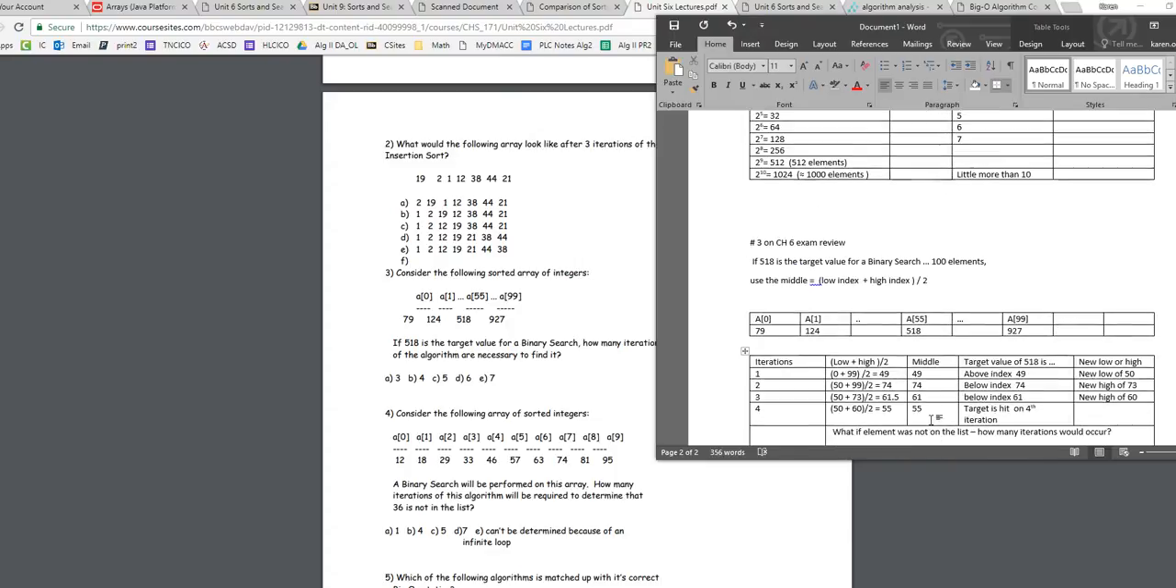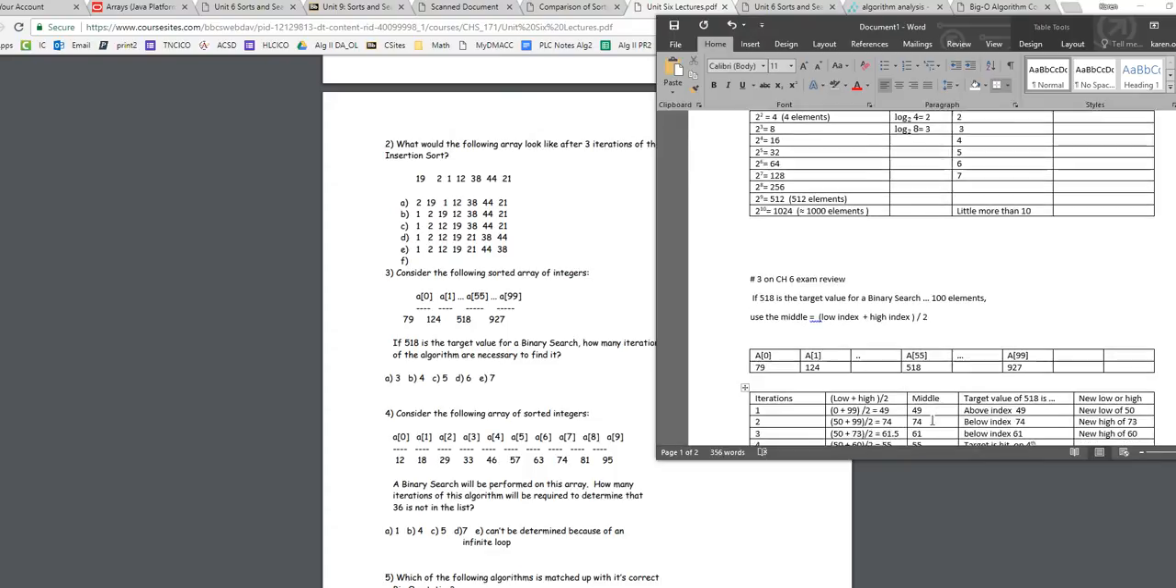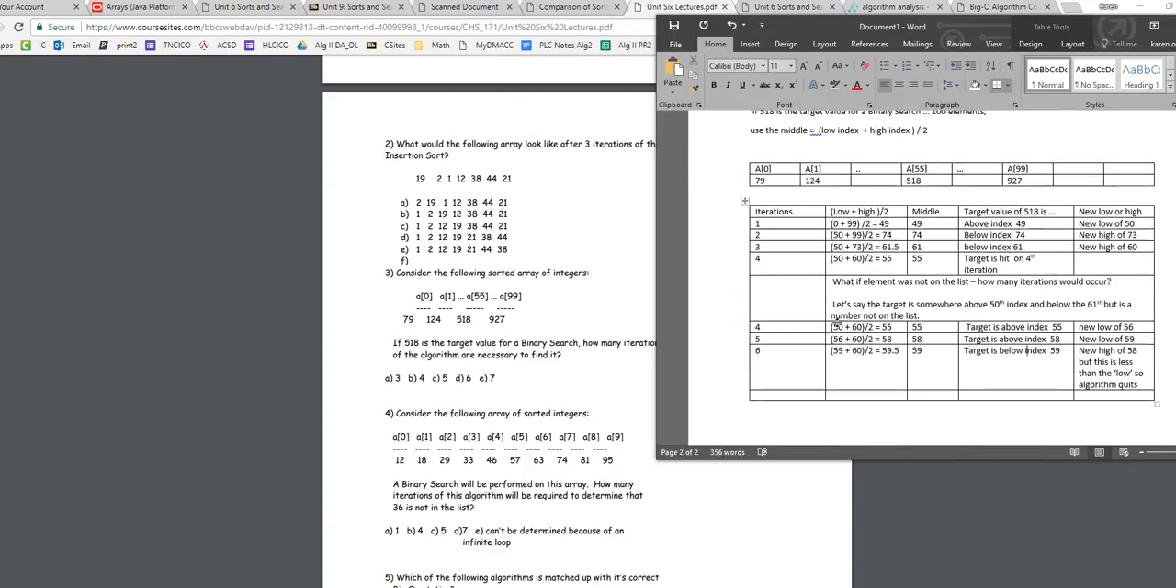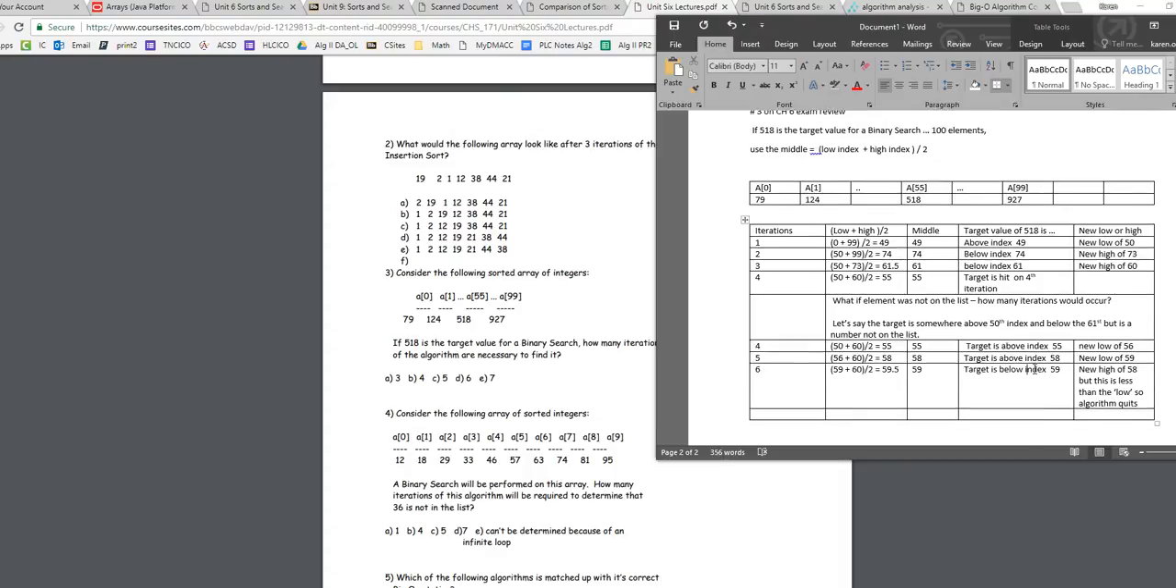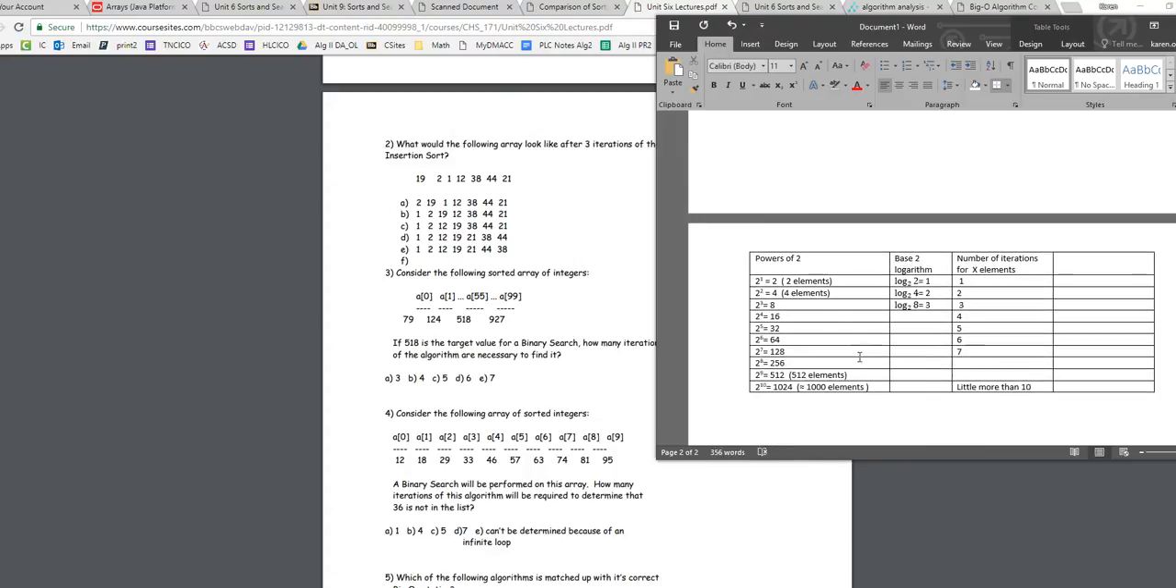But this particular video shows you a couple of things. Number one, you can do this algorithm, low plus high divide by 2, low plus high divide by 2. It's an awful lot of work though. And so the reason that I wanted to show you this power of 2 trick, or the base 2 logarithm trick, is that you can get a quick ballpark. You know it's got to be between 6 and 7 iterations.